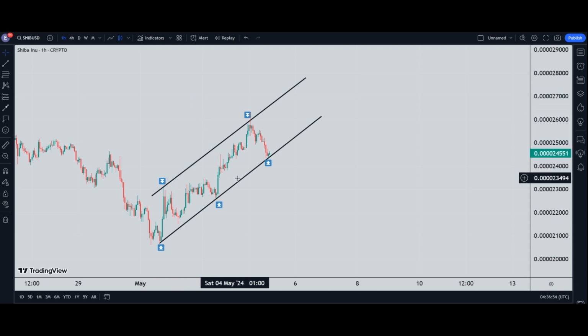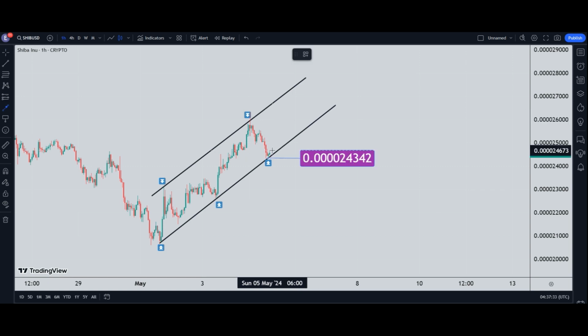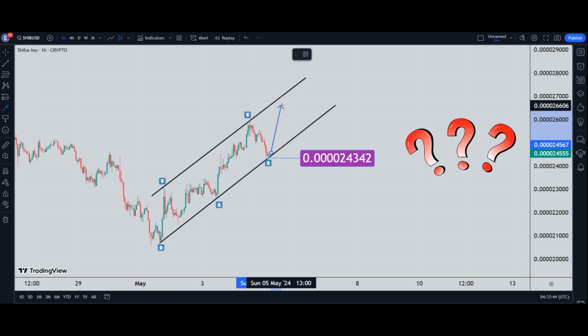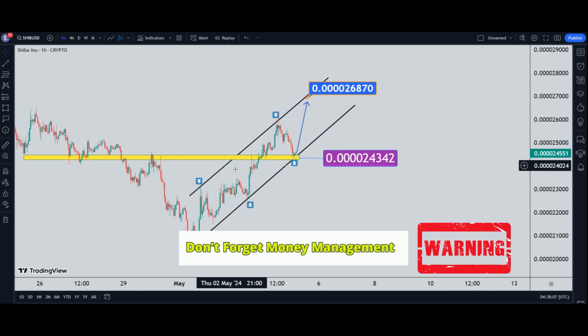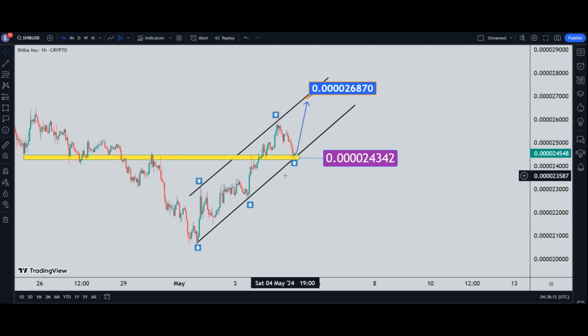Okay, let's see the 60-minute chart, and we have a beautiful bullish channel here. And if this bullish channel works, maybe we have a bullish trend until here. But be careful about money management, and don't forget a stop loss here. Anything can happen in the market.